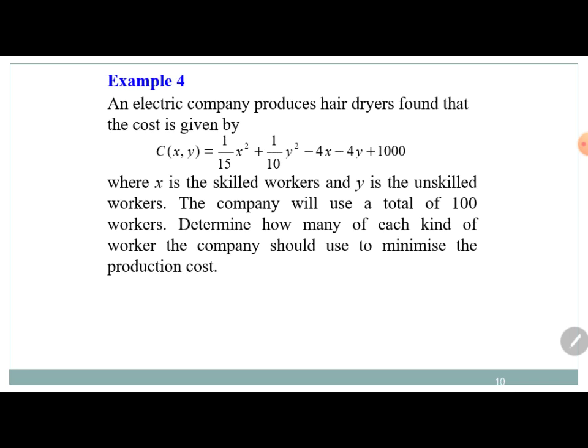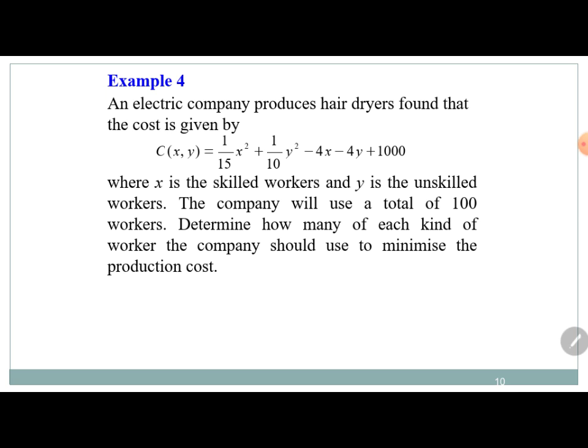So last example. An electric company produced hair dryers found that the cost is given by ... where X is the skilled workers and Y is the unskilled workers. So the cost involving the skilled workers and unskilled workers, because we need to pay them, right? So the company will use a total of 100 workers. So the 100 workers might be a combination between skilled workers and the unskilled workers, right? X and Y. So determine how many of each kind of worker the company should use to minimize the production cost. Okay, so the same step as example 3.